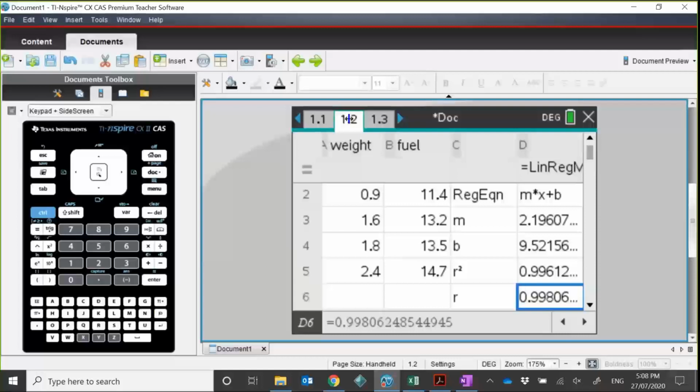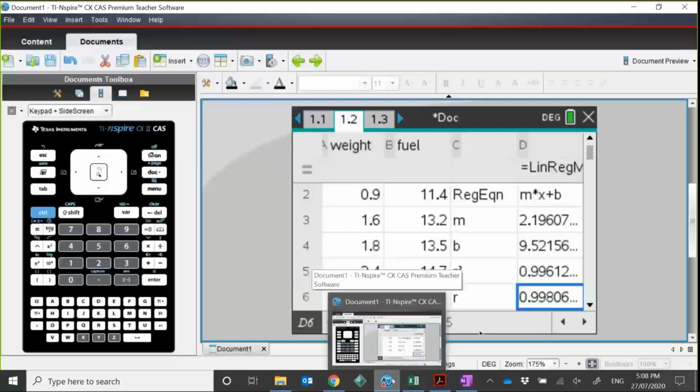Now, that will always be a number between -1 and +1. If it's +1, it's a perfect straight line through all of the points. This number is very close to 1. It's 0.998. You probably can't get much better than that.